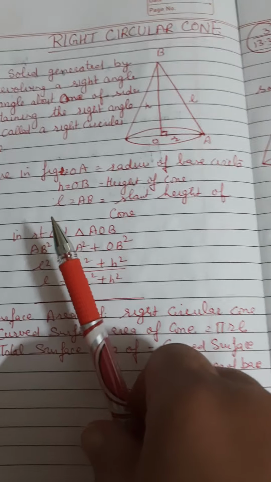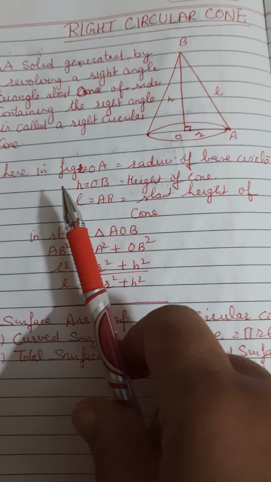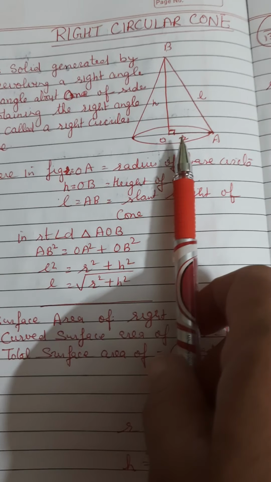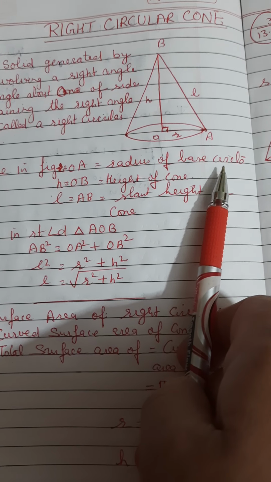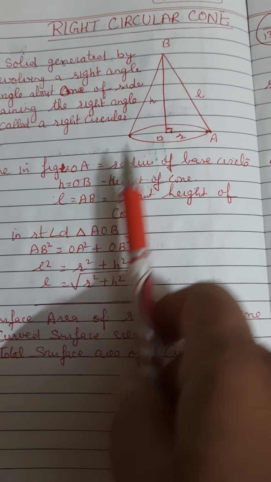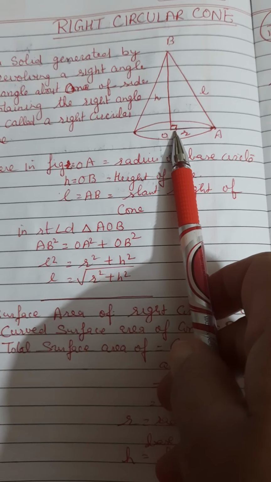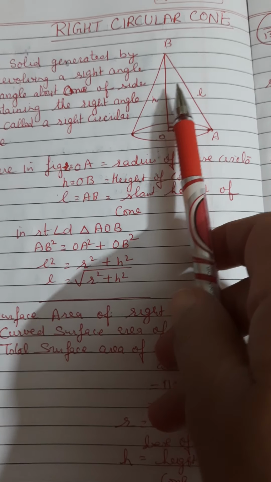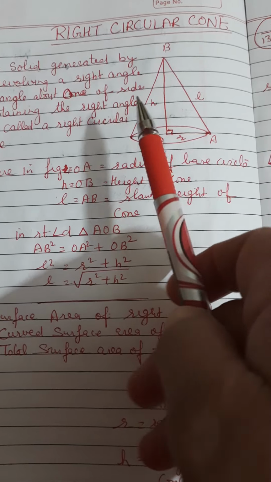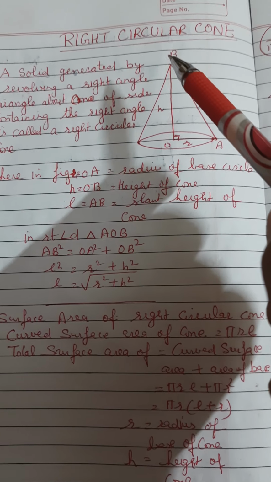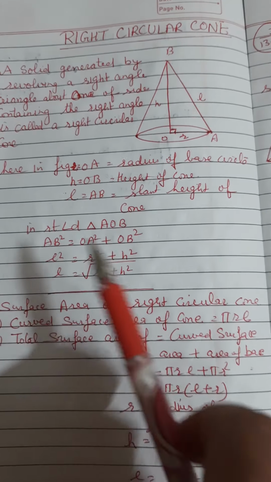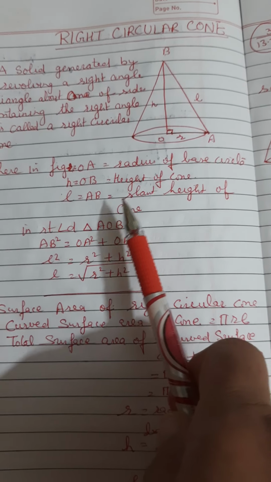Now here in the figure, OA is the radius of the circle, H is the height of the cone, that is OB, and L is the slant height. This is the slant height because it is in a slant position. It is the slant height of the cone, AB.